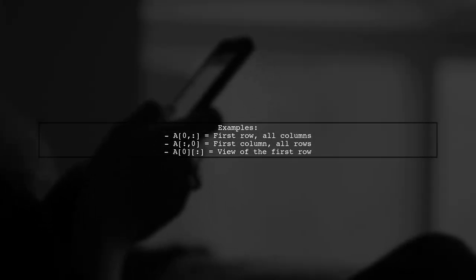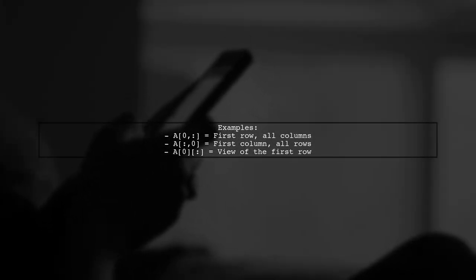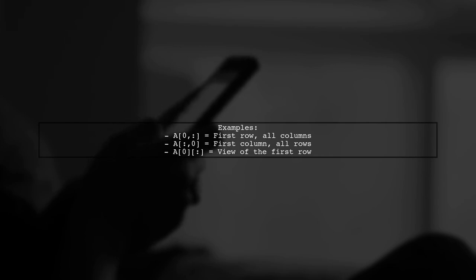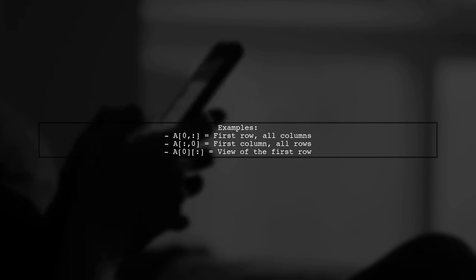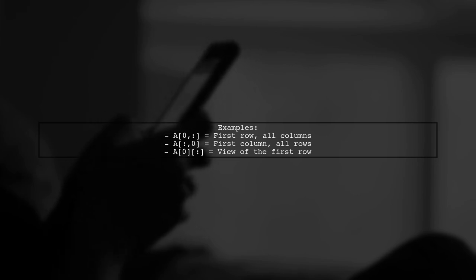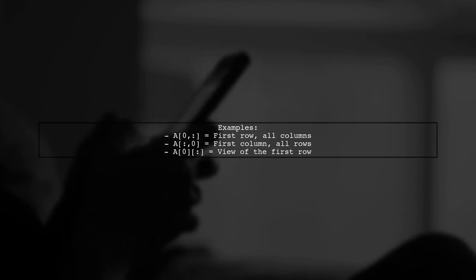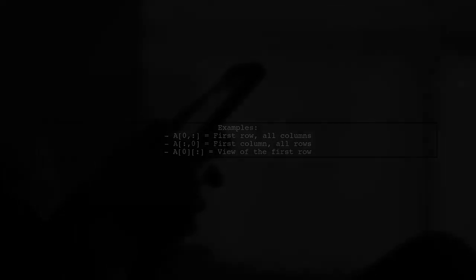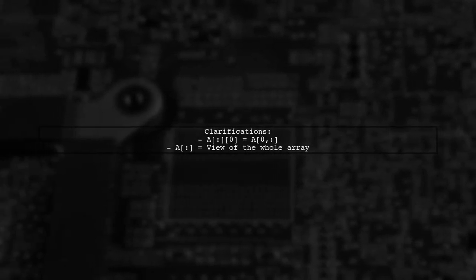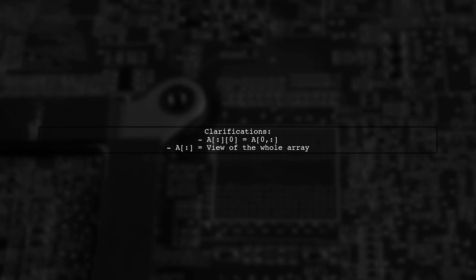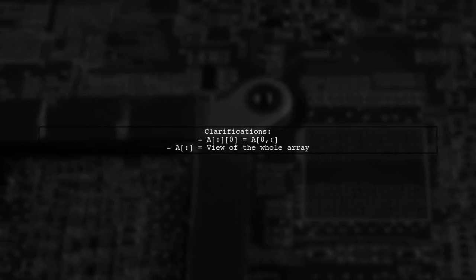For example, A0 selects the first row and all columns, while A0 selects the first column and all rows. A0 is equivalent to OATS, which means taking a view of the first row. It's important to note that A0 is not the same as A0, it actually equals. The expression A is a view of the entire 2D array.